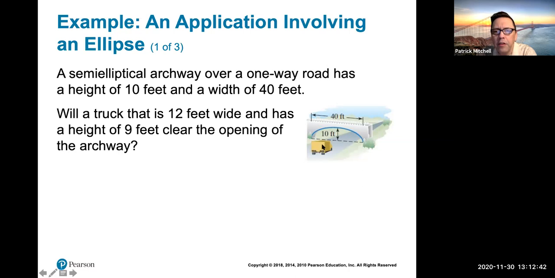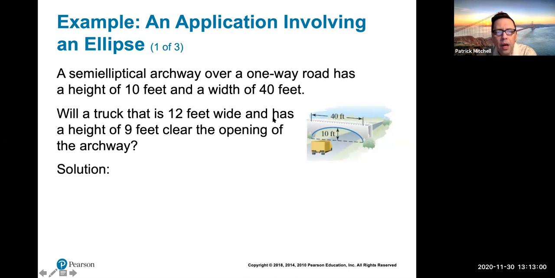So the reason they're telling you it's a one-way road is because, of course, the truck's best chance of making it under the archway is to drive right in the center of the road, right? Because that's where the arch is the highest. So this is telling you the truck can do that.